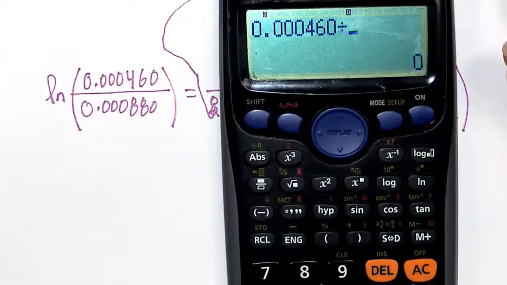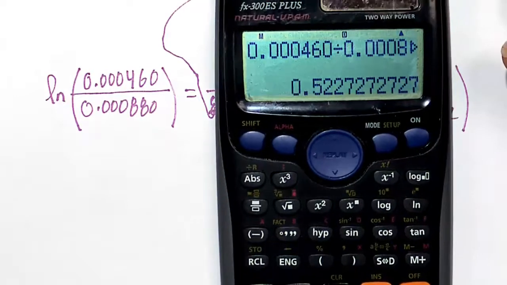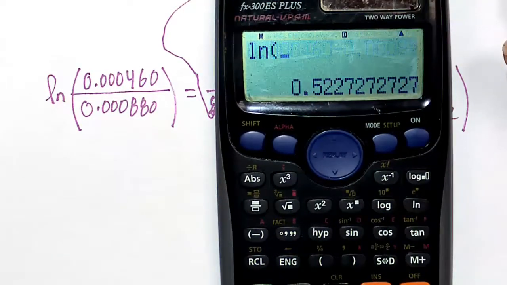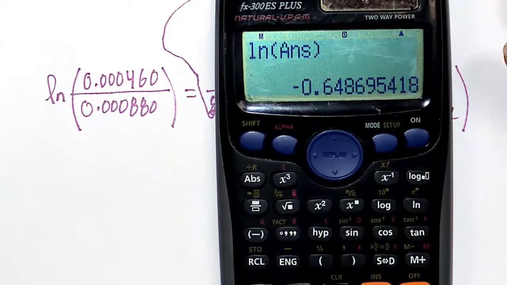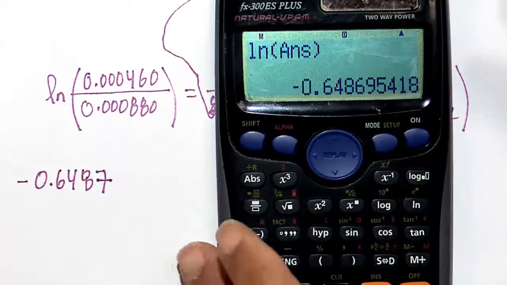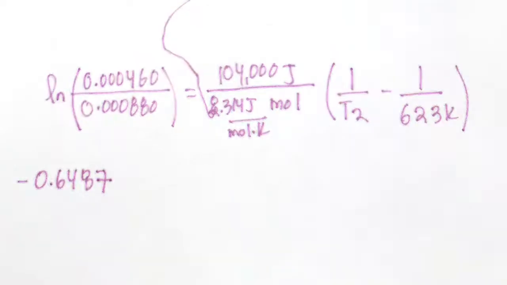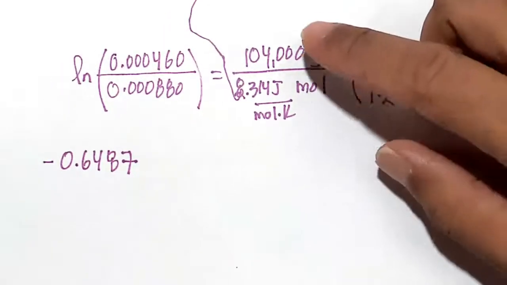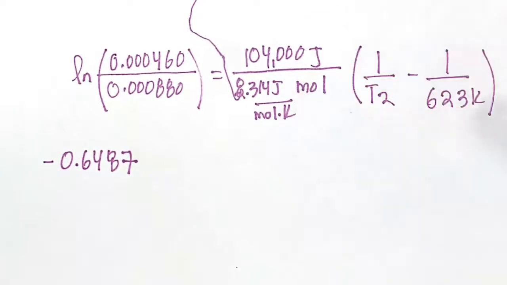0.000460 divided by 0.000880. So that fraction, let's take the natural log of that fraction, and minus 0.6486. I'm just putting in some extra numbers here. And then our final answer should have the right units in. All right, now I'm going to take this over this.